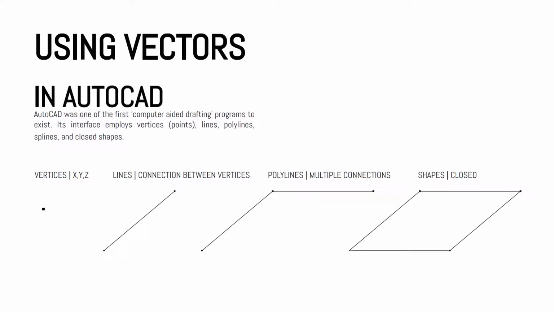So when looking in AutoCAD, it's slightly different, but a lot of the same concepts apply. You have a vertice, which is what AutoCAD calls points. Same thing, X, Y, and Z coordinate. A line, a connection between 2 points. Polylines, multiple connections of lines, and closed shapes.